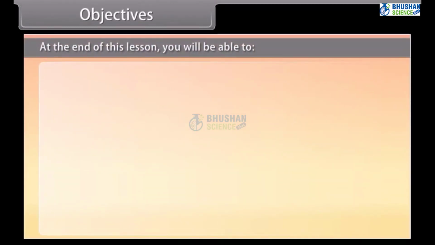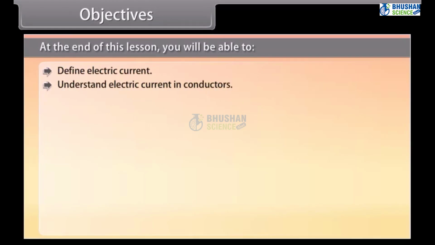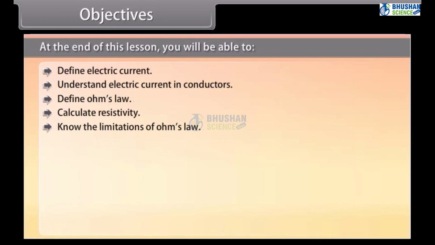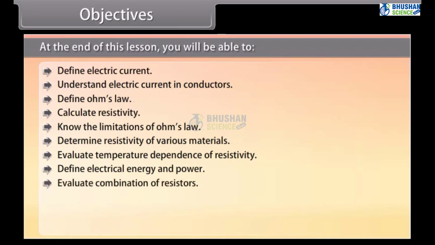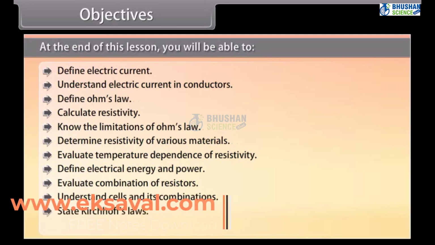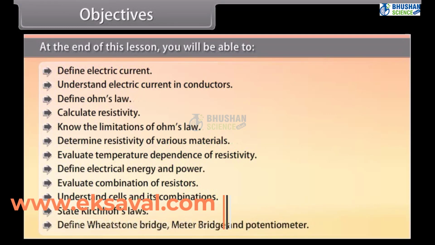Objectives. At the end of this lesson, you will be able to define electric current, understand electric current in conductors, define Ohm's law, calculate resistivity, know the limitations of Ohm's law, determine resistivity of various materials, evaluate temperature dependence of resistivity, define electrical energy and power, evaluate combination of resistors, understand cells and their combinations, state Kirchhoff's law, define Wheatstone bridge, meter bridge, and potentiometer.